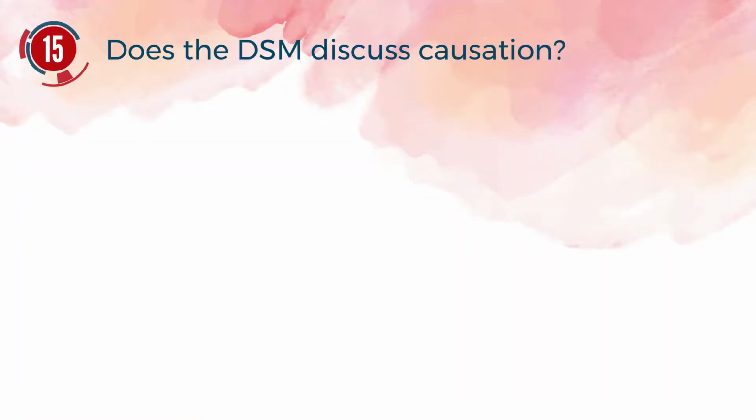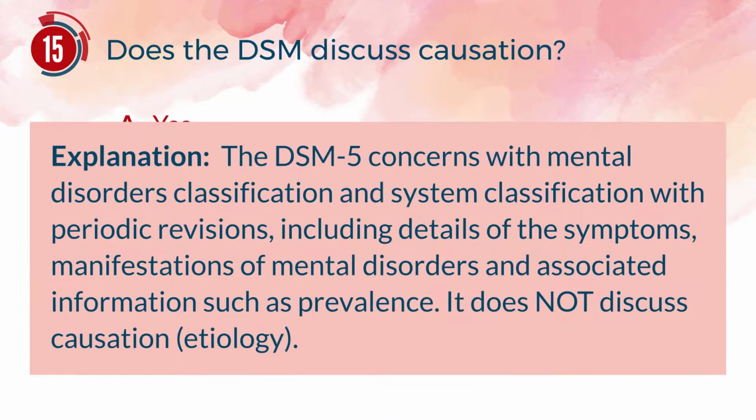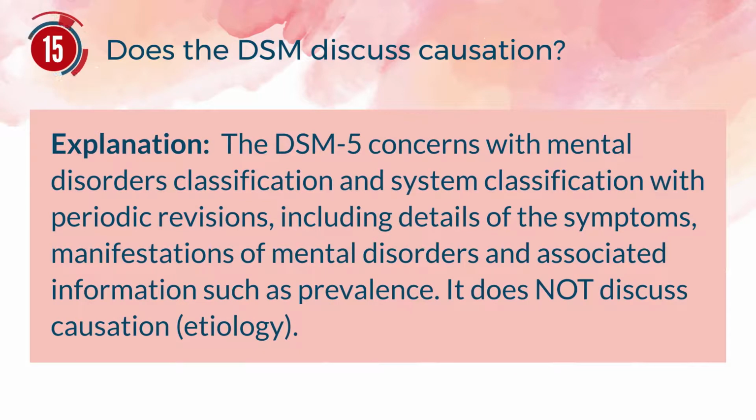Number 15. Does the DSM discuss causation? A. Yes. B. No. The answer is B. No. Explanation. The DSM-5 is concerned with mental disorders classification and system classification with periodic revisions, including details of the symptoms, manifestations of mental disorders and associated information such as prevalence. It does not discuss causation, etiology.